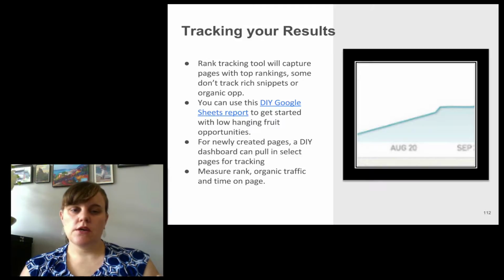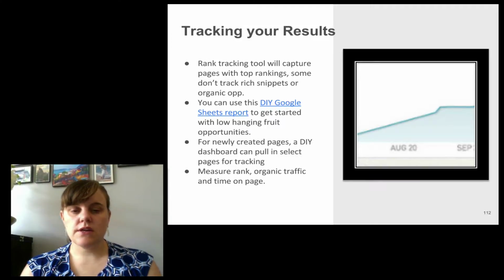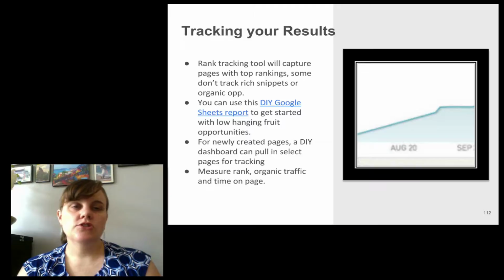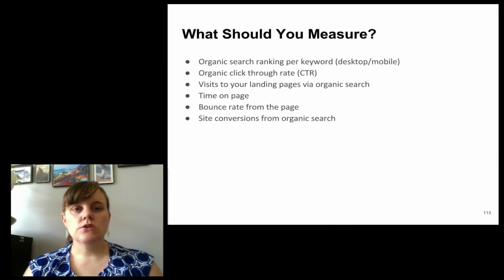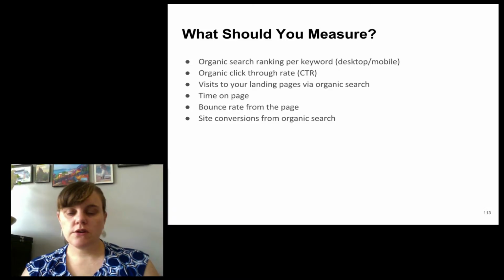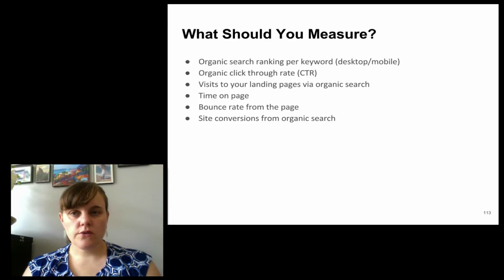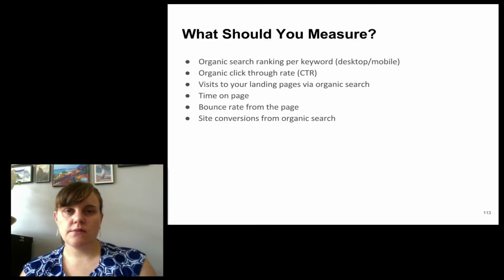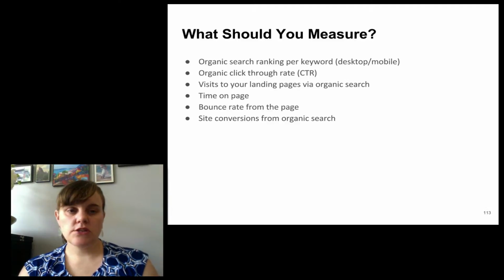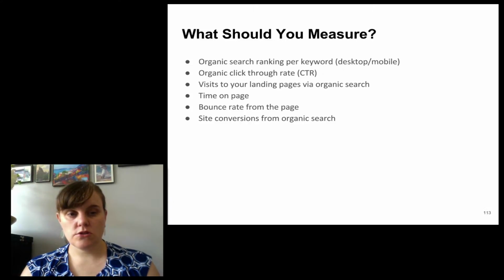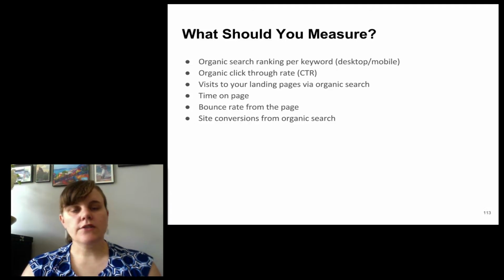Ultimately, you should be measuring your rank and your organic traffic to those landing pages, or your organic traffic in general from a keyword set, and the time on page. So you should look at the organic search rankings per keyword for both desktop and mobile, your click-through rate from search, and how many visits your landing pages are getting from organic search. Most of the data is from your Google Analytics account or whatever web analytics you're using. Your time on page, your bounce rate to the page, potentially back to search because that's a negative factor, and how things are converting when they come in from organic search.